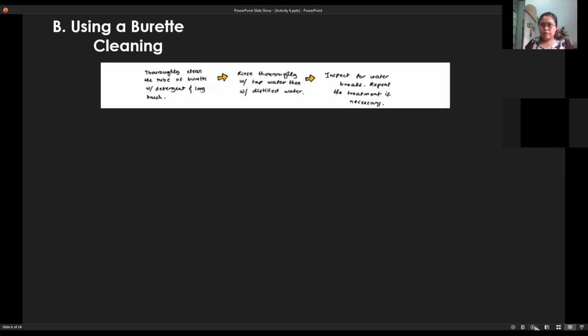So, using a burette. For cleaning, first thoroughly clean the tube of the burette with detergent and a long brush. Then rinse thoroughly with tap water, then with distilled water. After rinsing with distilled water, inspect for water break. If there is still water breaking, repeat the treatment if necessary.